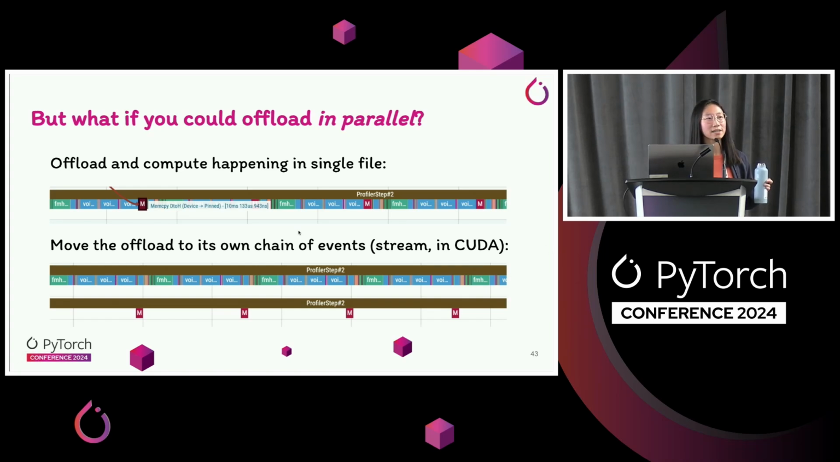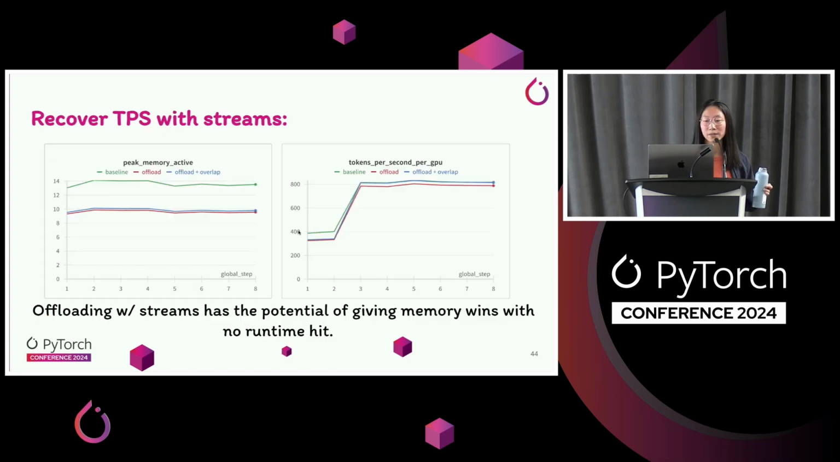So what does that mean if this were possible for TPS? It means that you basically don't lose TPS even though you save memory. So note that the green line here is your baseline. The model I'm running is a Llama 3, sequence length 8K, batch size 4. Oh, maybe this was batch size 2. Yeah, batch size 2. Doesn't really matter.